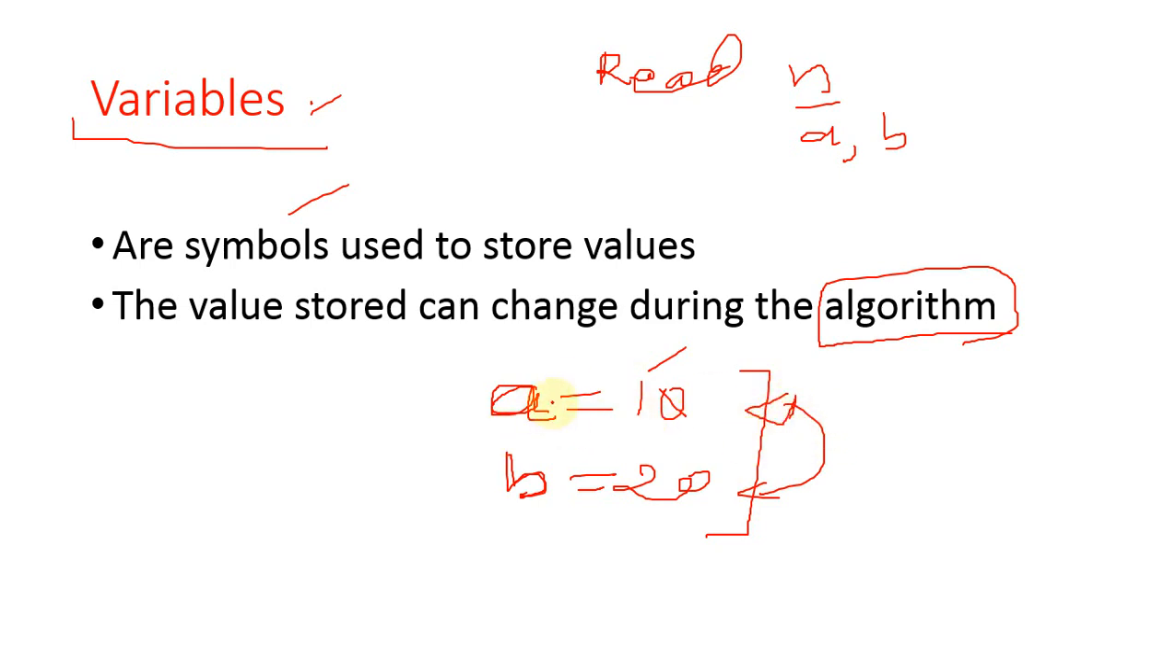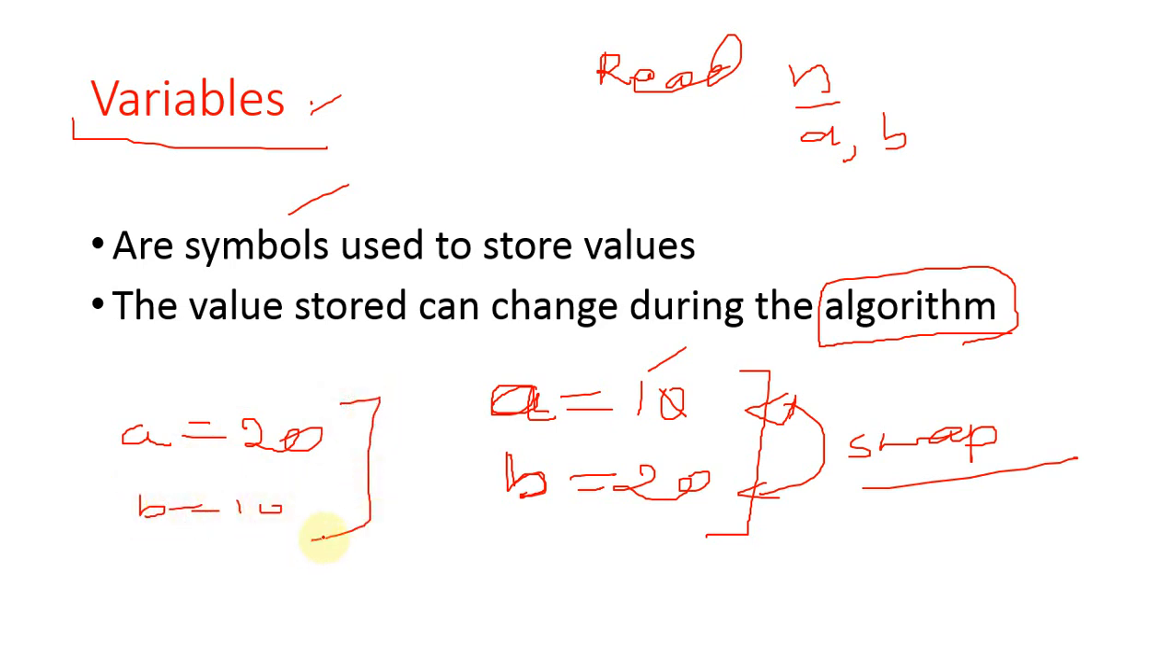A should have 20 and b should have 10, so you need to swap. After that, a equal to 20 and b equal to 10. So this is nothing but interchange or swap.